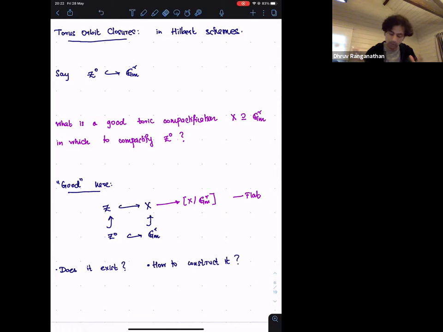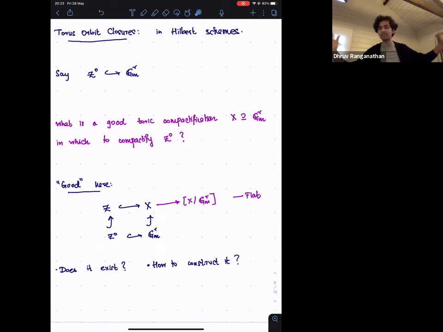So that's my situation. I have a subscheme Z naught inside G_m^r, this interior thing, and I want to compactify this to X, such that when I look at the closure, say, of Z naught inside Z, the map from Z to this Artin stack is flat. And again, it means exactly the same thing as it meant before.